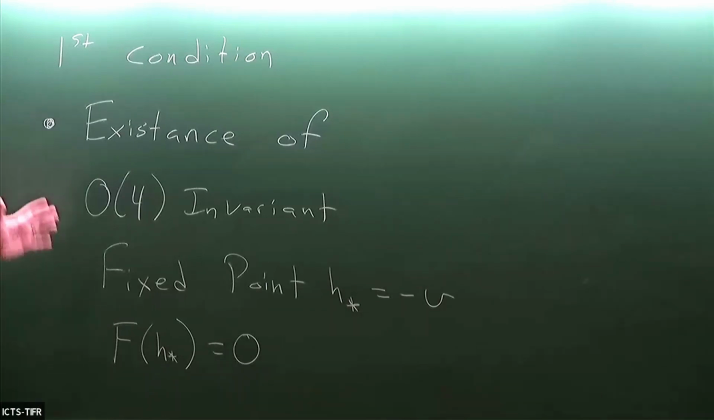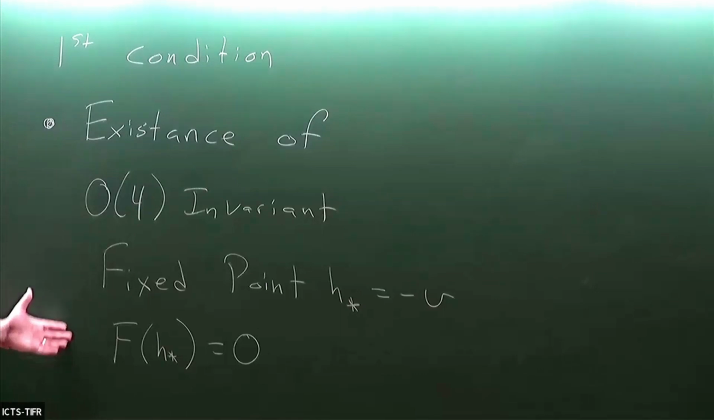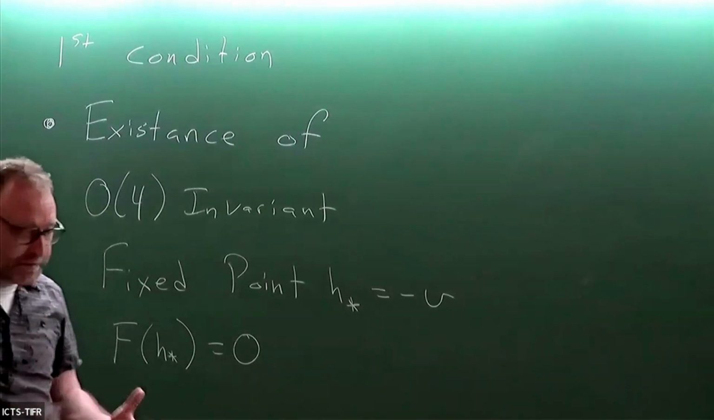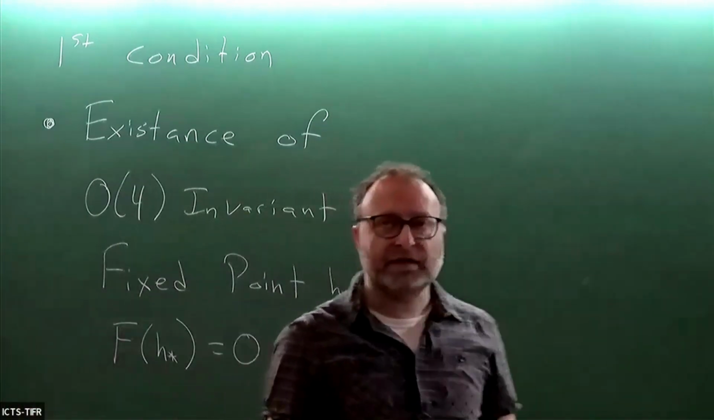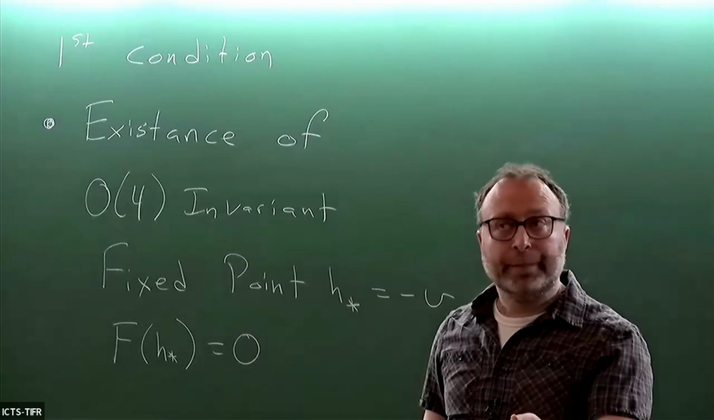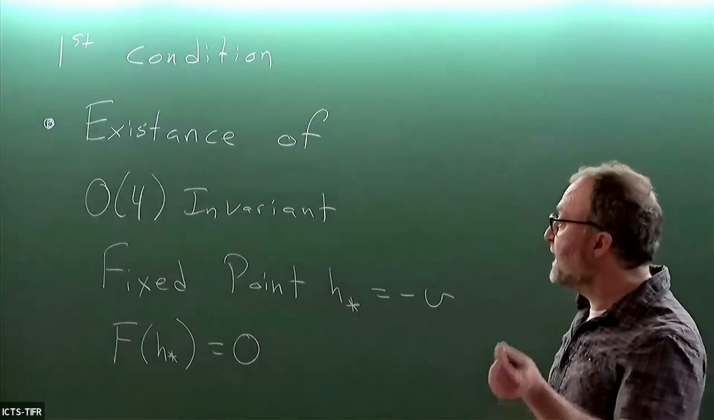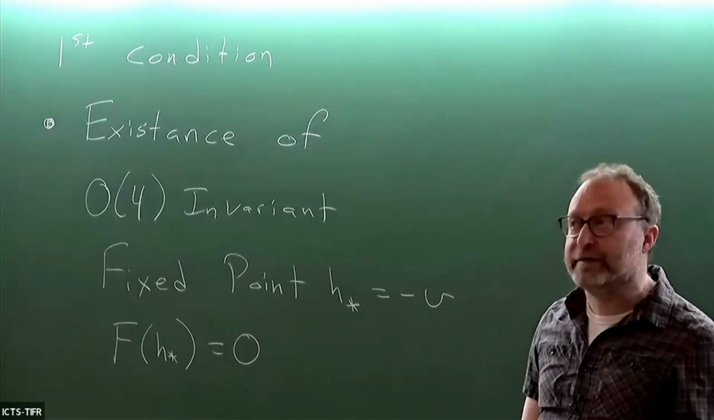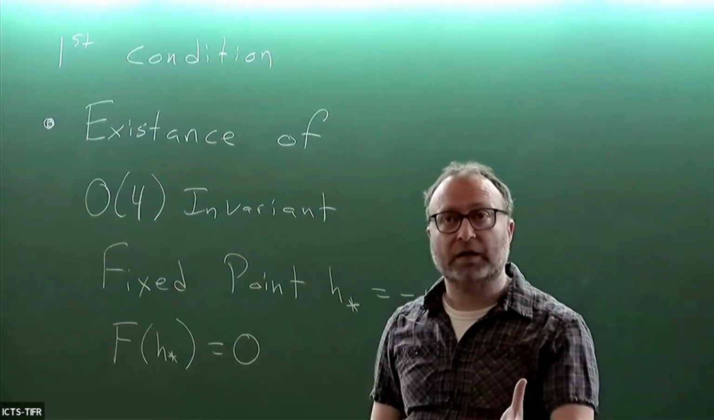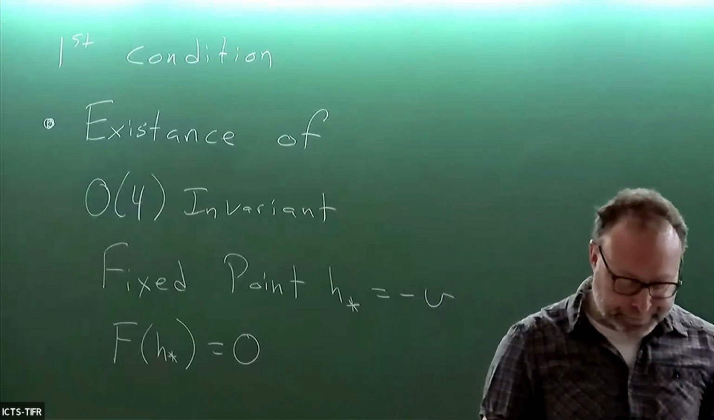Just to remind you from yesterday, saying that SMEFT exists is really saying that if we can reach that O4 invariant fixed point on the manifold, then we should be able to take our polar coordinates and rewrite them as Cartesian coordinates. So that's as far as we've gotten. Now we want to do more.